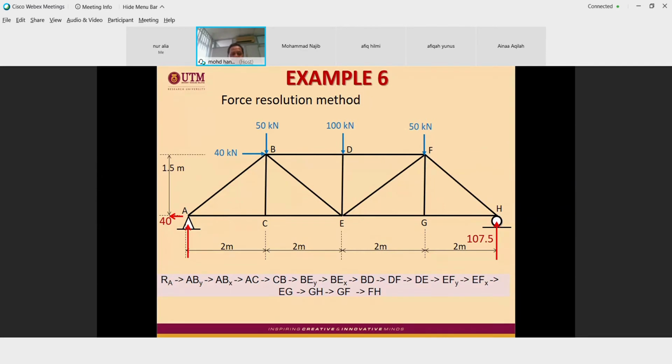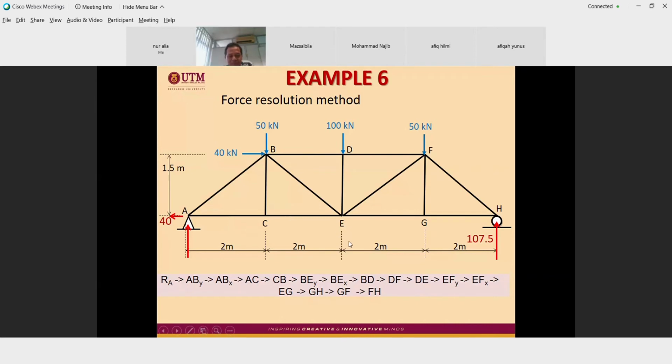We start from zero, we start from empty. This is just the reaction, the horizontal and vertical reactions. So from which member do we start? Similar to the joint method, we start with a joint with only two members.